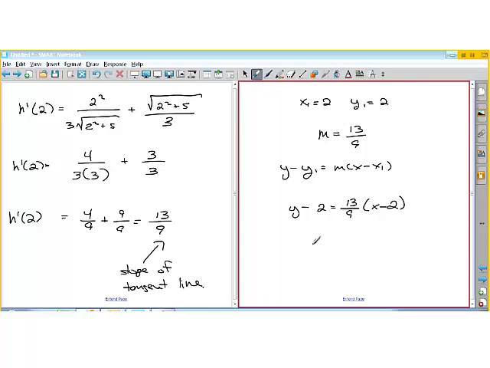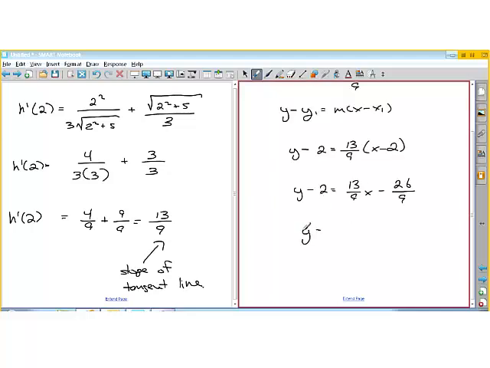Let's just stick 2 in for x and y. And then we can, let's see, we have 13/9 x minus 26/9. 2 times 13 is 26. If we add 2 to both sides, we'll get y is equal to 13/9 x minus 26/9 plus 18/9. So when you add 2, that's 18/9. You get y is 13/9 x, and negative 26 plus 18, that's 8. So that's going to be minus 8/9.